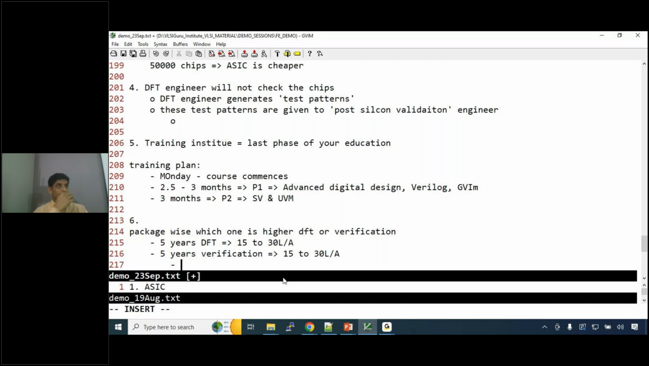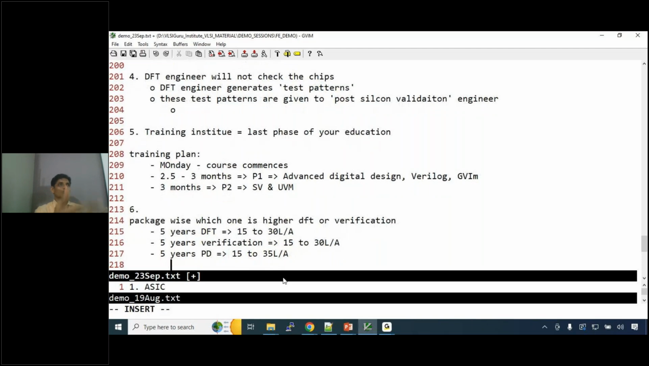Compared to front end and back end, who has more package? That's what I said, a similar range. A PD engineer's salary will be a little higher. A PD engineer might get even 35 lakhs. It's relatively higher paid because PD is a very stressful job. Sometimes you have to work after office hours, midnight, 2 o'clock, 3 o'clock. In verification you don't have to do that. Verification is a very simple, easy going job.